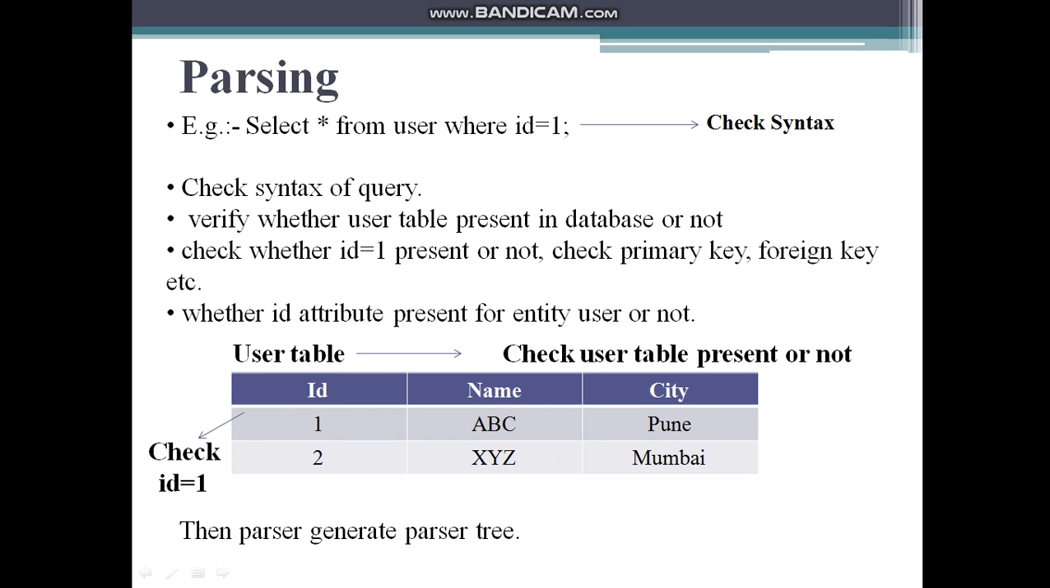Like here you can see this is a user table, so what does parsing do? It checks whether the user table is present in the database or not. It checks whether id equal to 1 is present or not. It also checks the syntax of the query, so if you type a wrong spelling of any word, that is also checked by parsing. After that, parsing generates a parser tree.